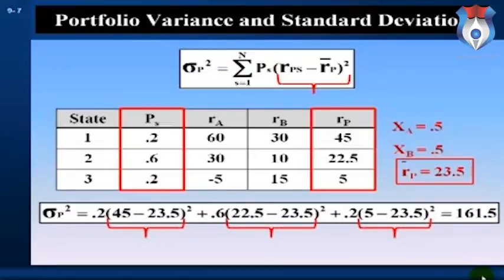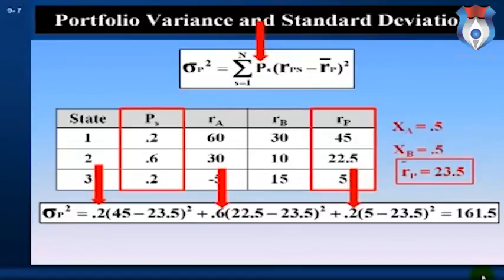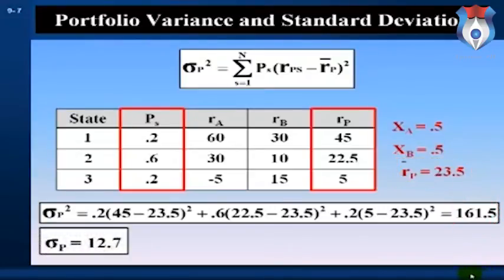In each state, we calculate the state contingent's return's deviation from the expected return. Square the deviations from expectation. Multiply by the probability of the state, and sum across all states to get the portfolio's variance, 161.5% squared. We take the positive root of the variance to get the portfolio's standard deviation, 12.7%.